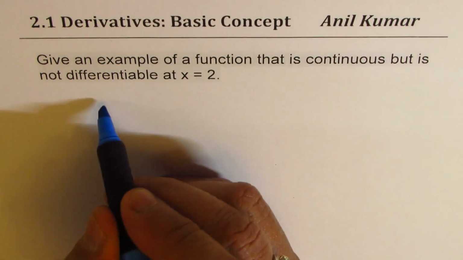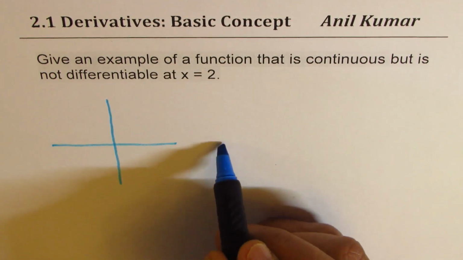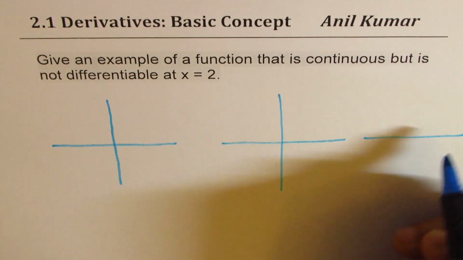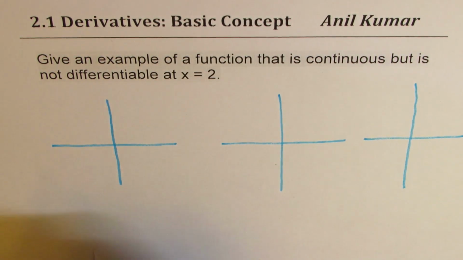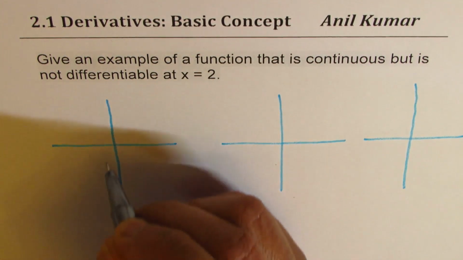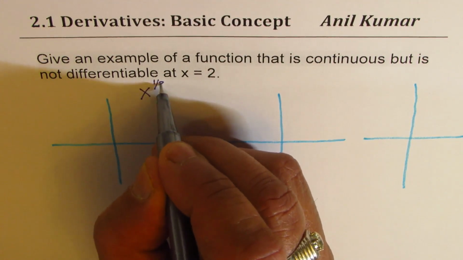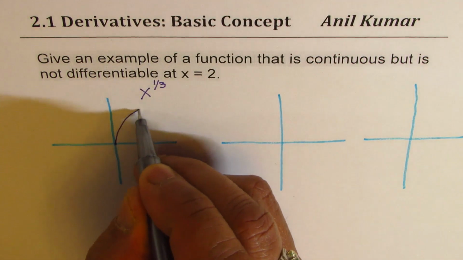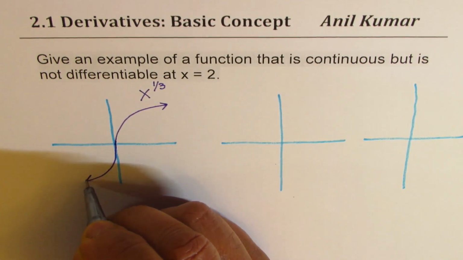Whenever we are differentiating functions, we are trying to find the slope of a tangent line, right? So that is what it is most of the time. Now here what I will do is give you 3 examples. All 3 functions should be continuous, right? So look at this function. This function is x to the power of 1 over 3. Now it's like a cube root function on this side. However, on this side it is kind of like this.